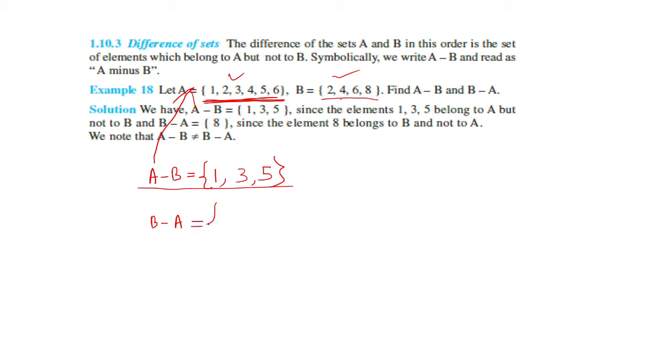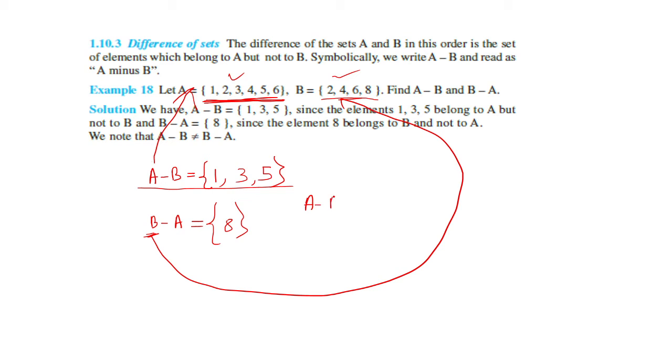Again, if you compute B difference A, then here at first it is B, so you have to give a look to the set B. Then you are asked to find all those elements that are present in B but not present in A. These are 8 only. Okay. So you have seen that A minus B is not equal to B minus A.